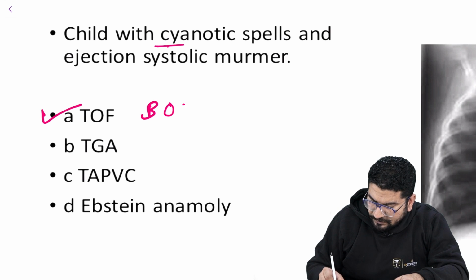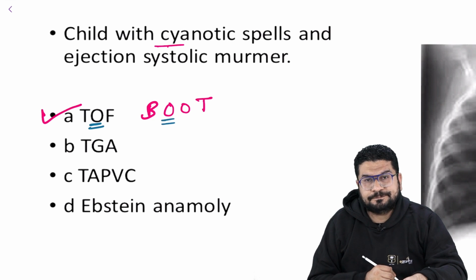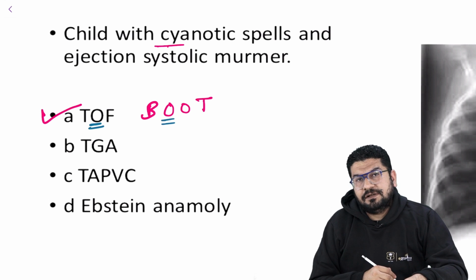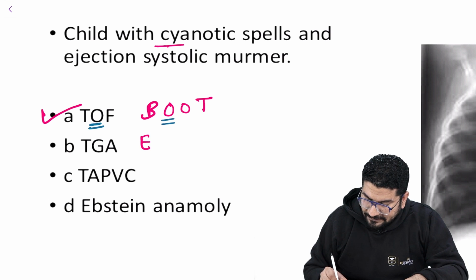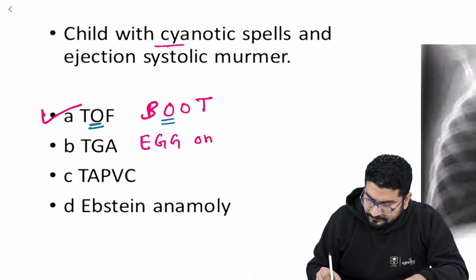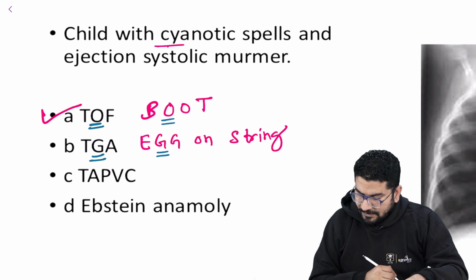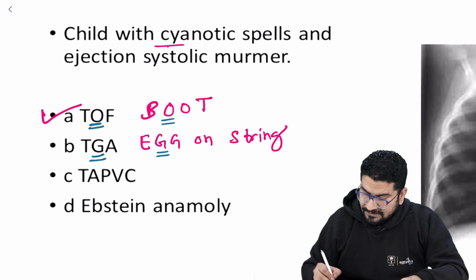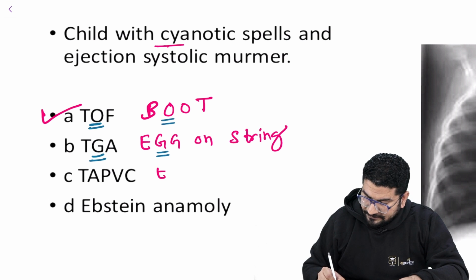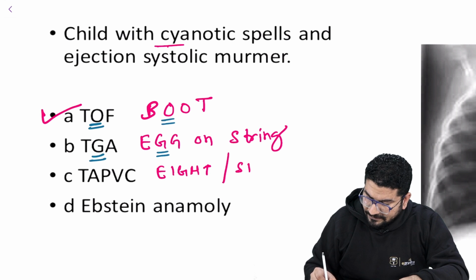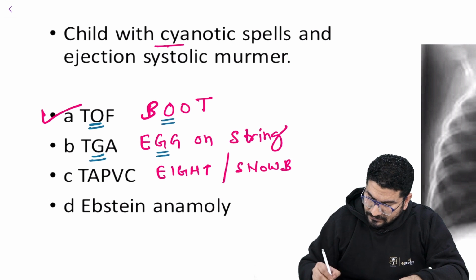You can see a boot shape heart. Look at the screen carefully. The second alphabet is O. In tetralogy of Fallot, what you will see in the X-ray is a boot shape heart. Then, in transposition of the great arteries, the second alphabet is G, and you will see an egg on string appearance. And if I talk about TAPVC, the patient will have a figure of 8 appearance, or we call this snowman heart.